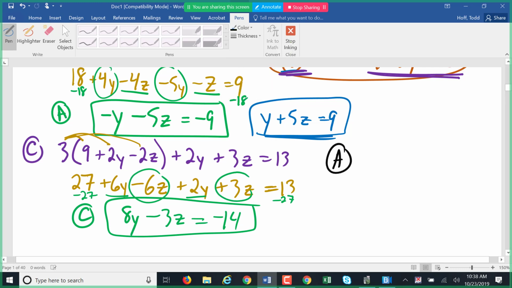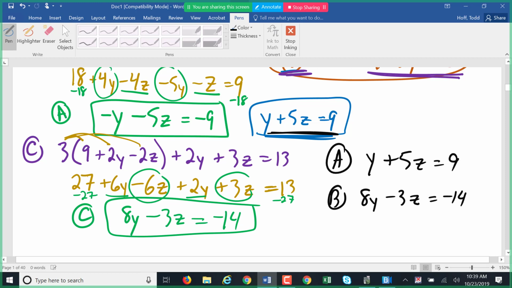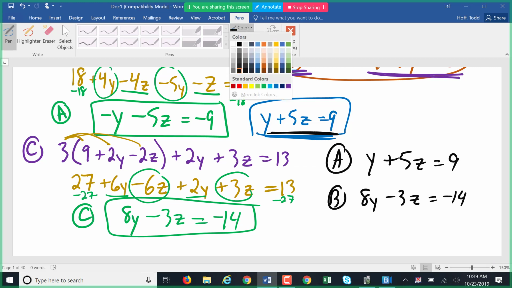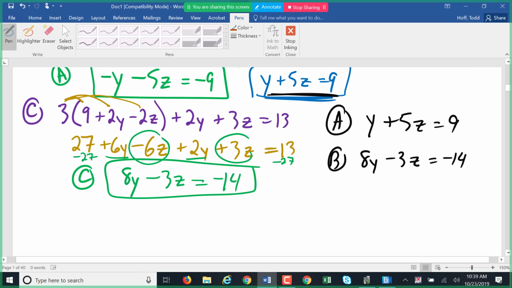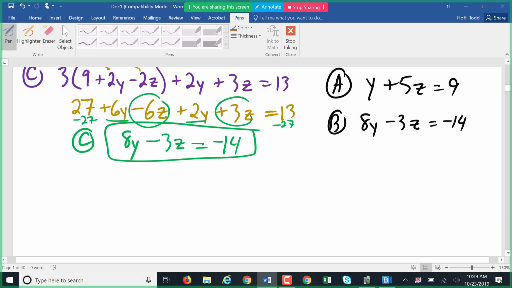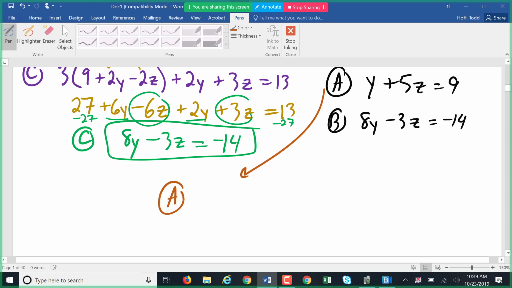So this new system is: equation A is, I can use the positive version, I guess, y plus 5z equals 9. I'll use the positive version. And equation B is 8y minus 3z equals negative 14. I have to solve that system somehow. I'm going to do it by solving equation A for y. So I'm going to take equation A here: y plus 5z equals 9. And I'm going to subtract 5z to get y equals 9 minus 5z.